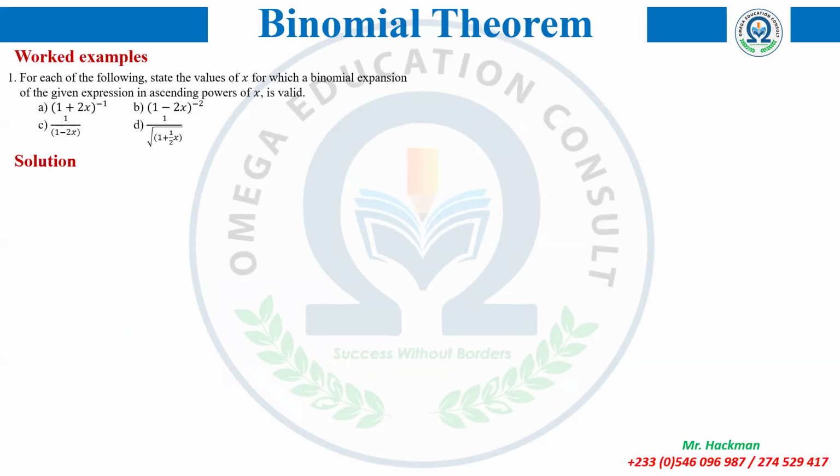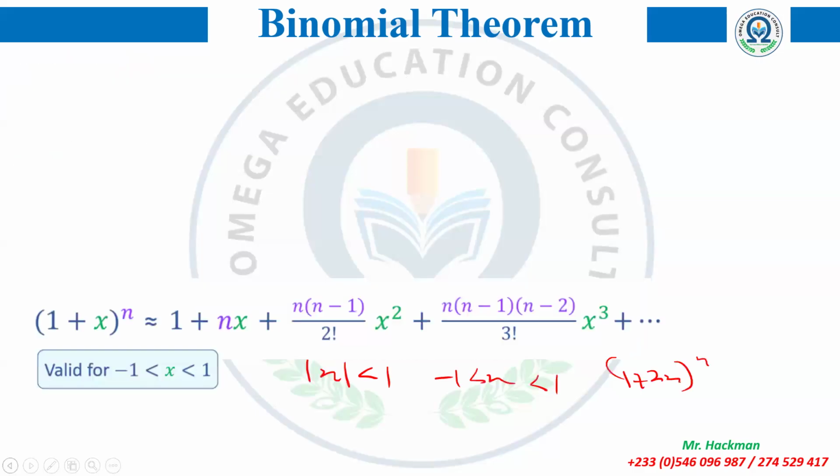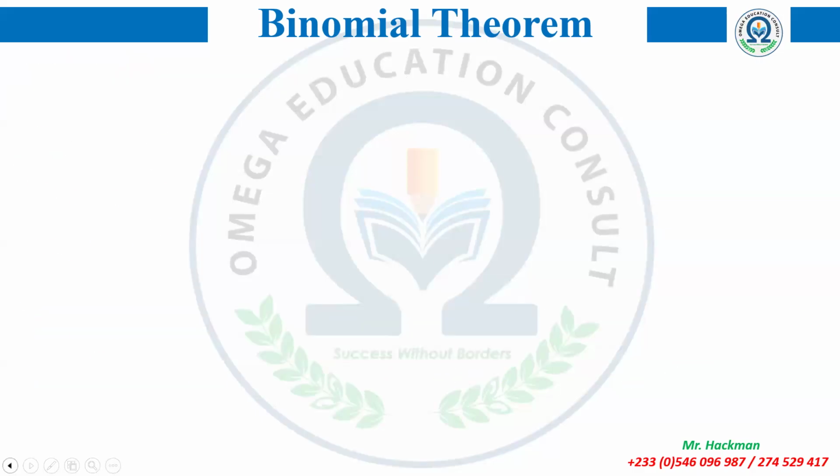The first example: for each of the following, state the values of x for which the binomial expansion is valid. Hello. So you've forgotten about me. Oh, I knew. That's why I asked you to prompt me. Professor.